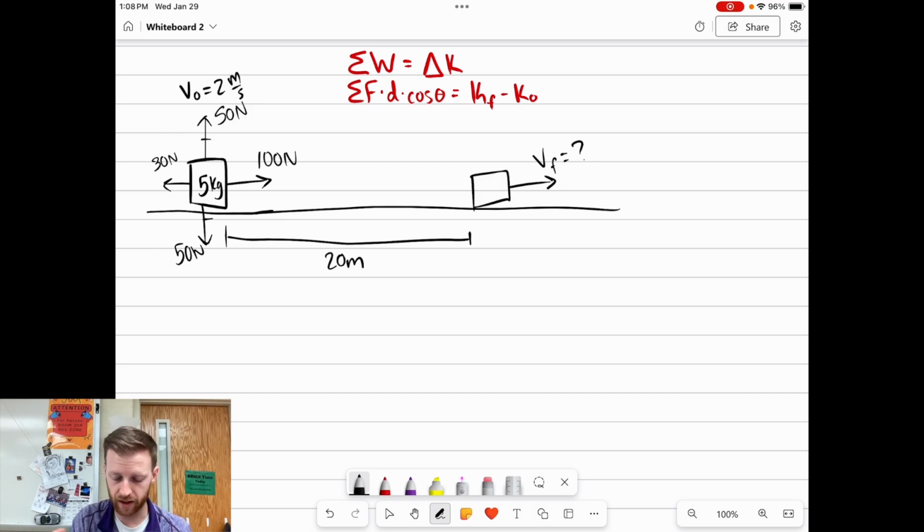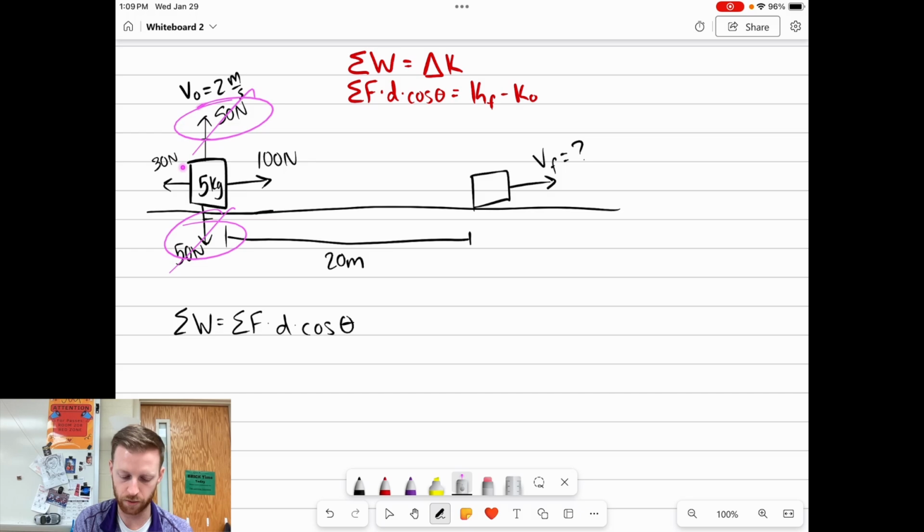Well, we're going to use our work kinetic energy theorem. So let's try and figure out the net work. Let's figure out the initial kinetic energy, and then we'll bring out our equation. So let's start with the net work acting on the object, which we know is net force times distance times cosine theta. Well, when adding up my net force, I have to think, so these two cancel each other out and equal 0. So then I have 100 pointed forward and 30 pointed backward. So I'm actually going to end up with 100 minus that 30, which gives me 70 newtons to the right of net force.